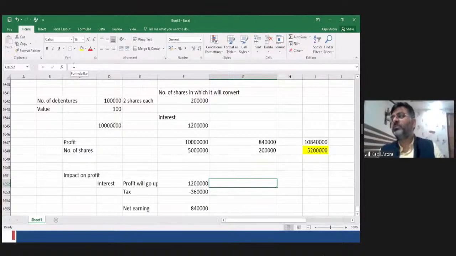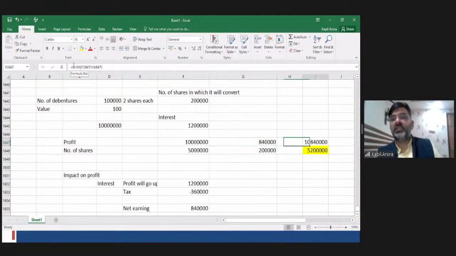So Himanshu, again, 50 lakh shares were in issue. 10 lakh will get added if those debentures get converted. Is that okay? And Janaki, the number of shares only increases; the value of the debenture is the same, right? Value of the debenture is the same, so profit saving is the same.